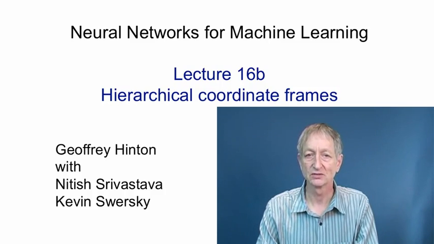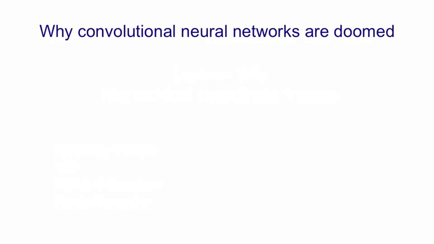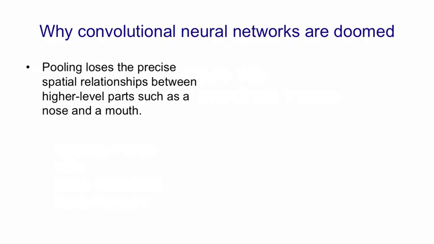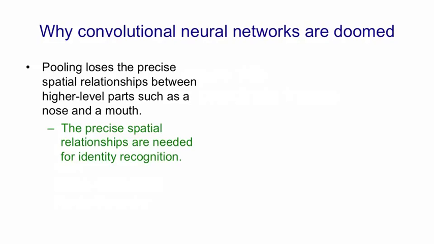convolutional neural networks. Even though convolutional neural networks have worked very well for recognizing objects and images, I think there's something missing. When we pool the activities of a bunch of replicated feature detectors, we lose the precise position of the feature detector that was most active. This means we don't know exactly where things are, and that's fatal for higher level parts, such as a nose and a mouth. In order to recognize whose face it is, you need to use the precise spatial relationships between higher level parts like noses and mouths.